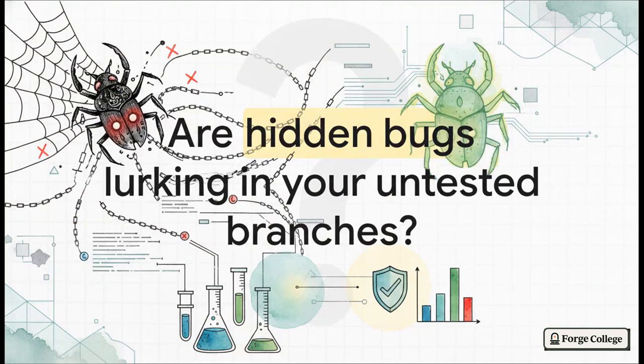So I want to leave you with this somewhat provocative thought. Are there hidden bugs lurking in your untested constructor branches right now? If you haven't run a coverage report today, the honest answer is, well, you just don't know. The only way to sleep soundly is to build the tests, run them, and verify the coverage.